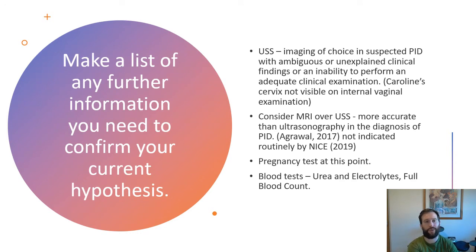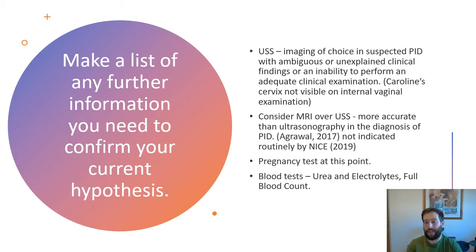Okay, so going into making a list of any further information that I need to confirm or refute my hypotheses. Again, using ultrasound scanning would be the first investigation of choice. This is supported by Agrawal 2017 and NICE 2019, which suggest transabdominal ultrasonography being the investigation of choice after we've done our history and examination. That would allow us to potentially rule in or out several of our differential diagnoses.